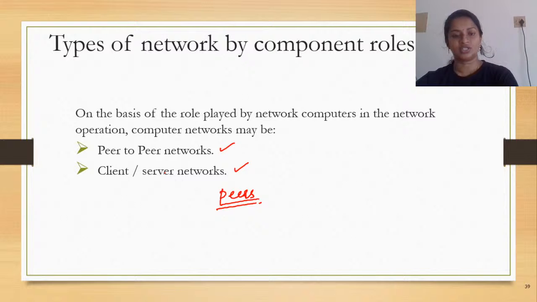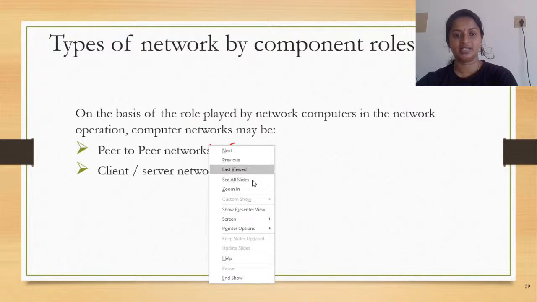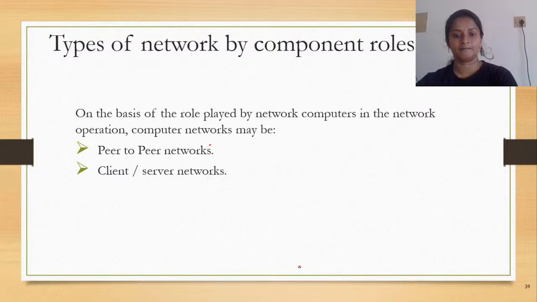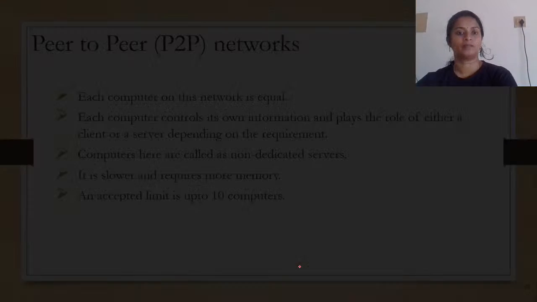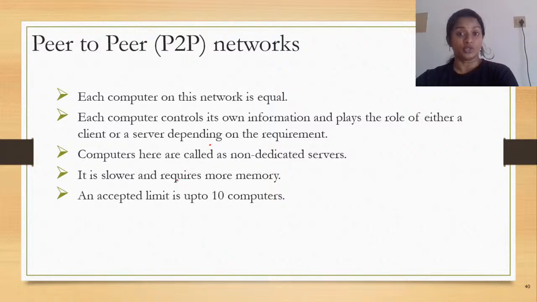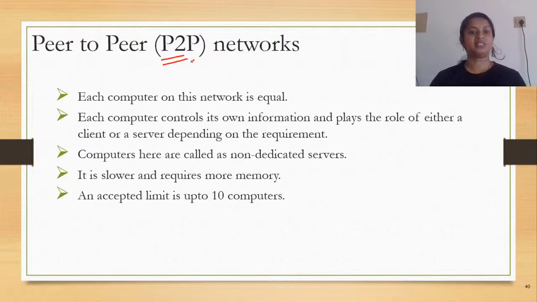Now let us see them in detail. Peer-to-peer networks are also indicated as P2P. Each computer on this network is equal. As I told you, here there is nothing called a server or a client, and no machine has a higher priority over the other. All the machines have equal priority and are treated equally also.